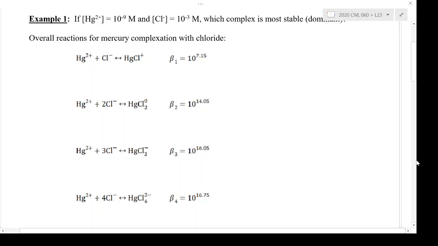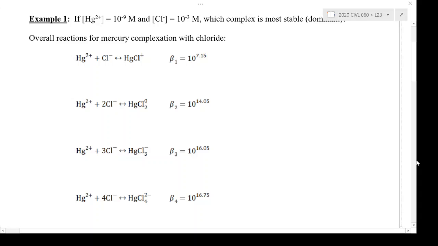In this video I'm going to go over an example of mercury complexation with chloride, and it's using information from the previous video, so make sure that you watch that first. Okay, in this example we're given the free mercury ion concentration of 10 to the minus 9 molar and chloride concentration of 10 to the minus 3 molar. And so we want to know which complex is the most stable.